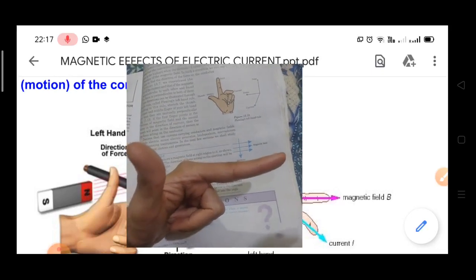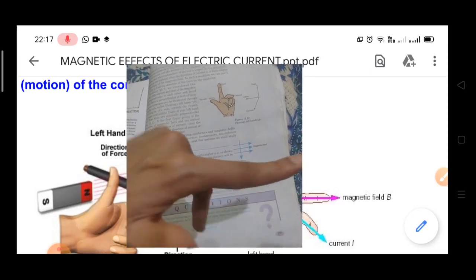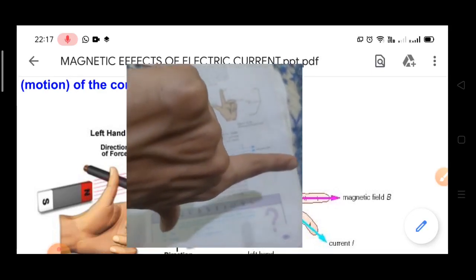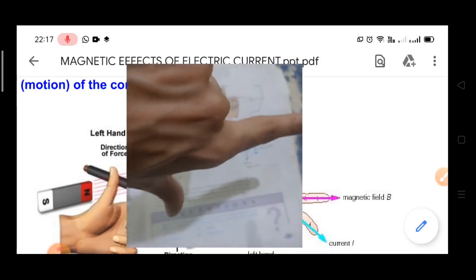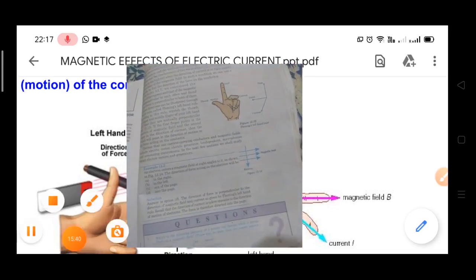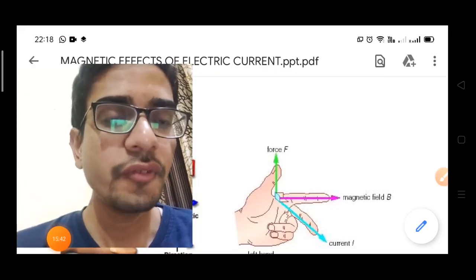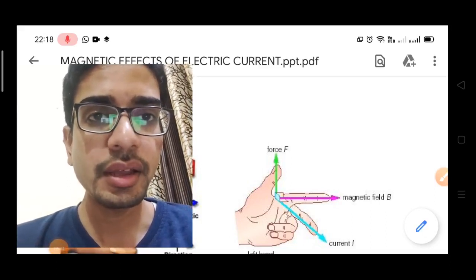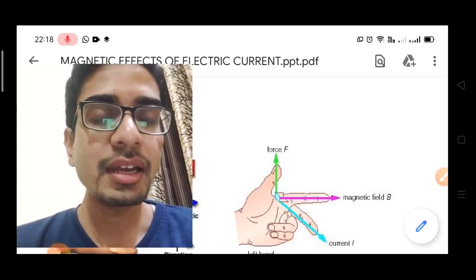You can try this again. Magnetic field and direction of current is that side. Flip the hand on that side, which is easy, and see the direction of thumb. Okay, so this is Fleming's left hand rule. It gives the direction of force experienced by a current carrying conductor placed in a magnetic field.